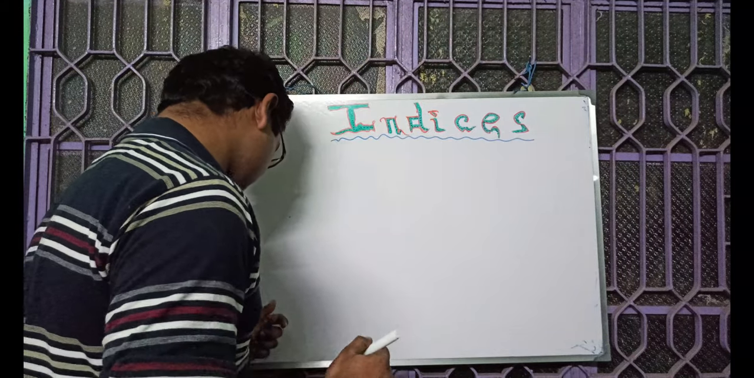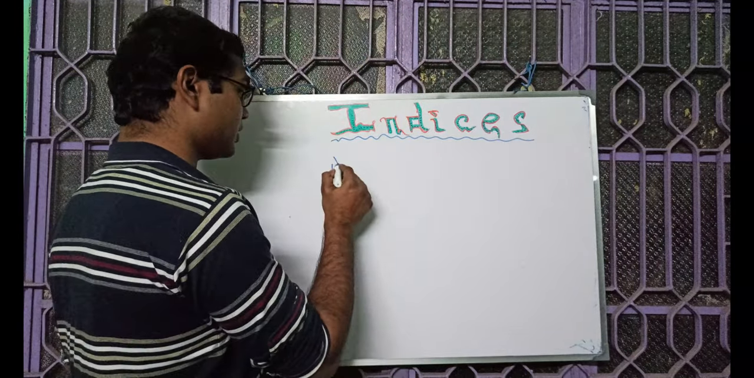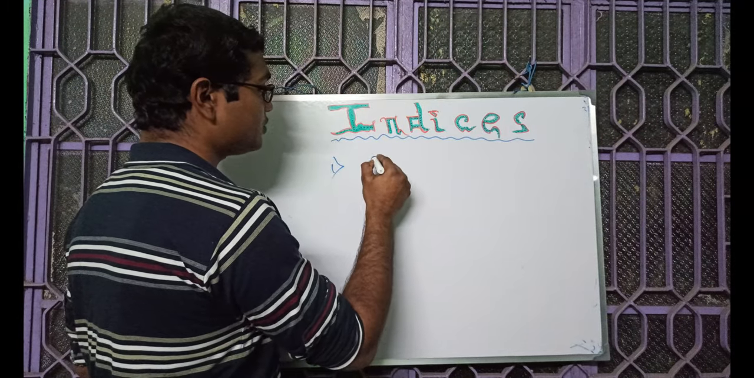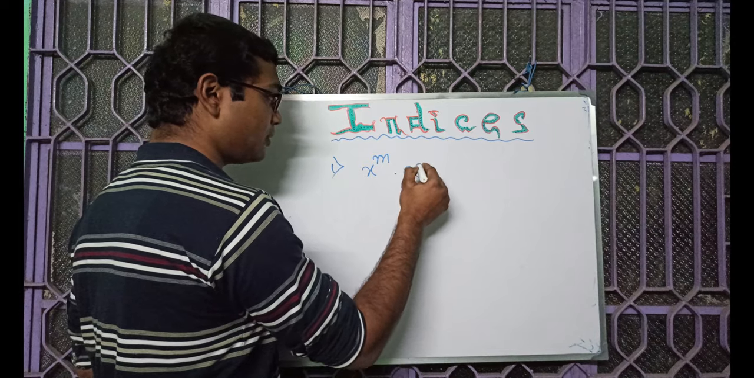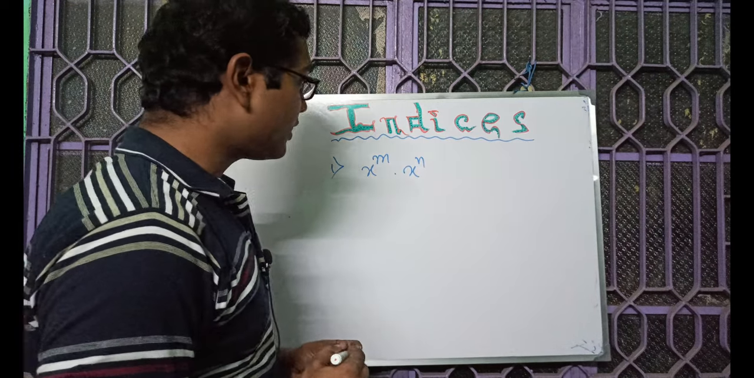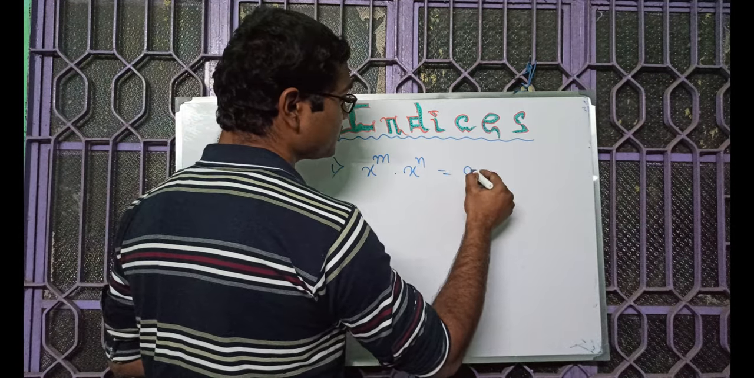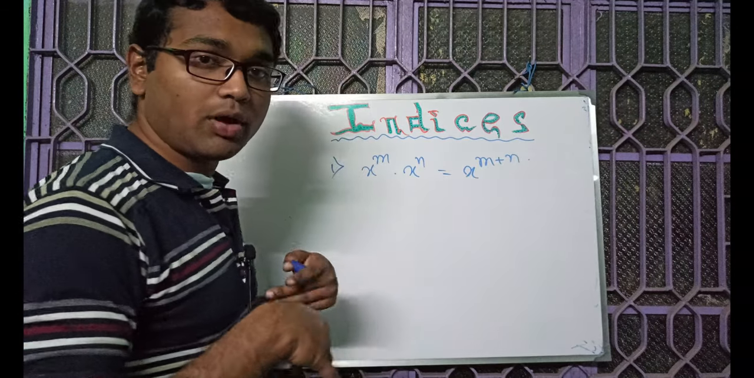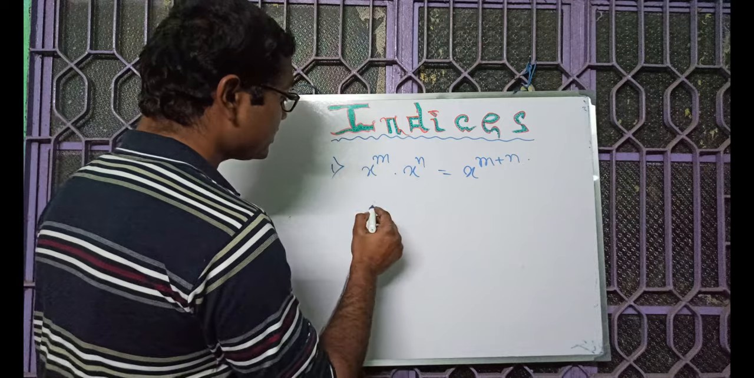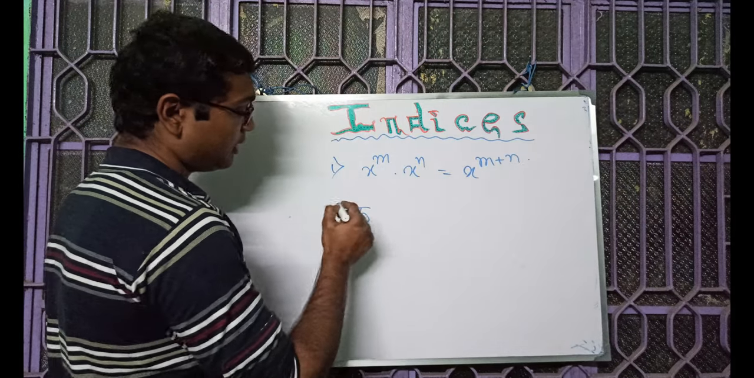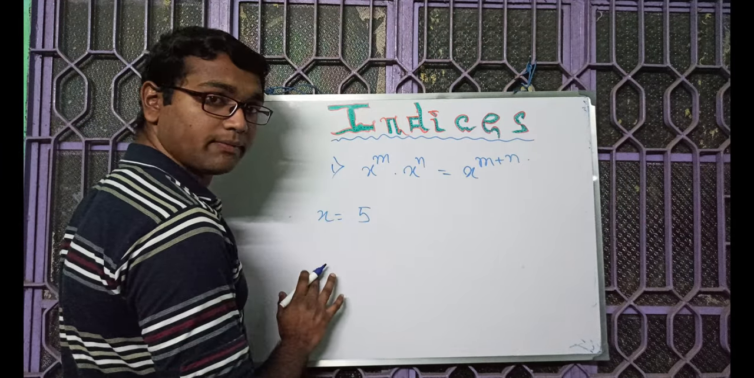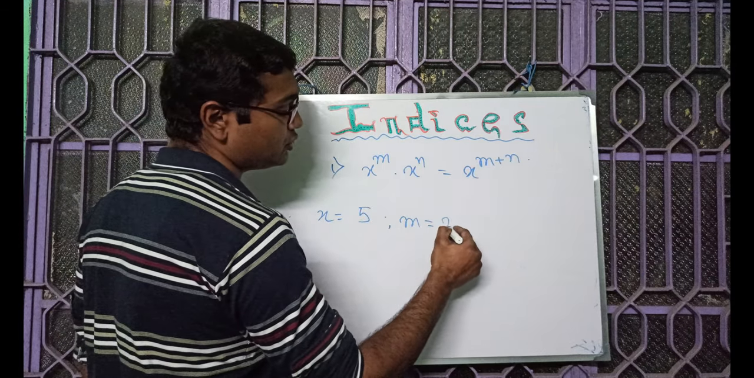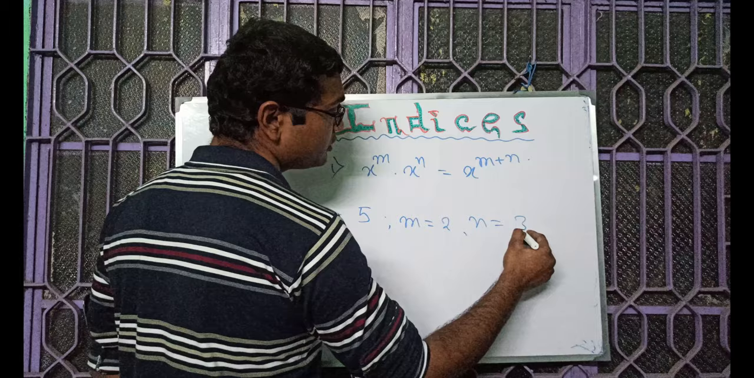So let's start. The first and very important rule of index is that x to the power m into x to the power n is equal to x to the power m plus n. Now I can demonstrate one example. Let us take x equal to 5, and m is equal to 2, n equal to 3.